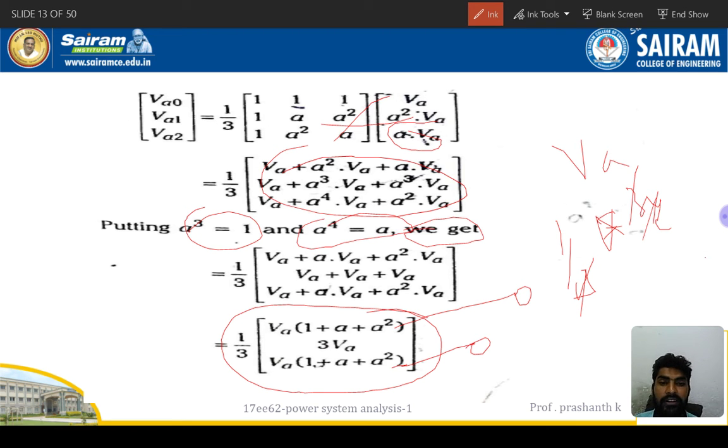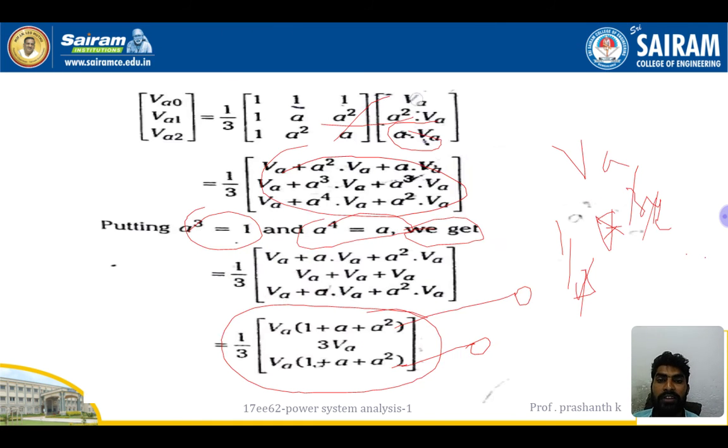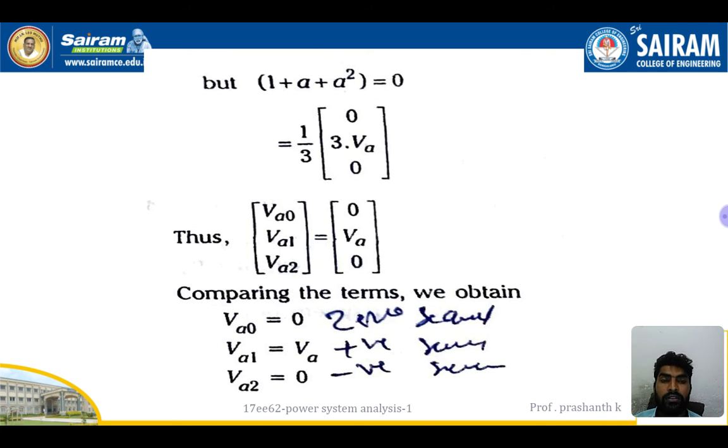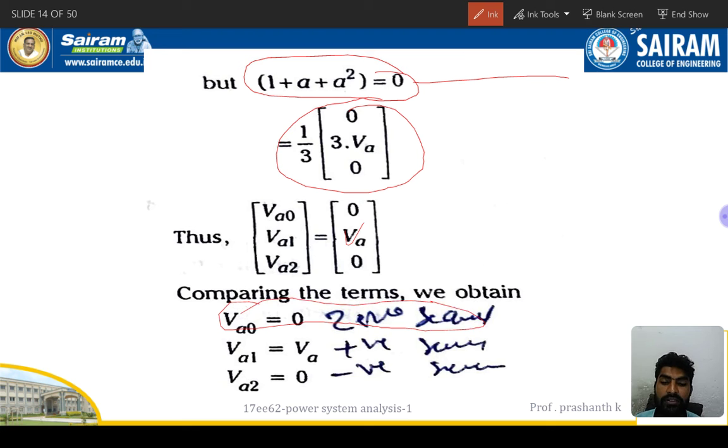So let's see how exactly we get it. 1 plus a plus a square, from the j operator we got 0, and then this is 1 by 3 into 3 VA. So comparing the terms we obtain VA0 is equal to 0, this is the zero sequence component, VA1 is equal to VA, the positive sequence component, and VA2 is equal to 0, the negative sequence component.